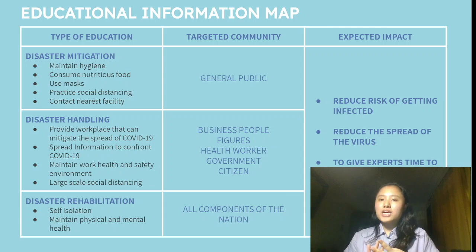And the third part is disaster rehabilitation. This is self isolation and maintaining physical and mental health. This is how to stop the disease if you already have it. This is for all components of the nation, so people have an idea on what you should do and how not to panic if you do actually test positive for the COVID-19 disease.